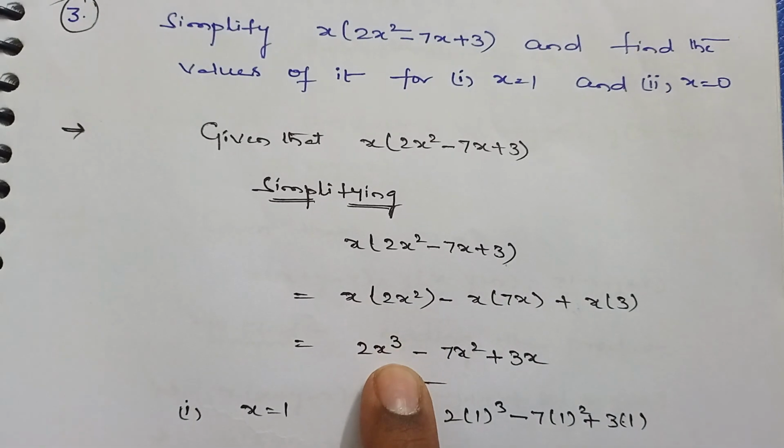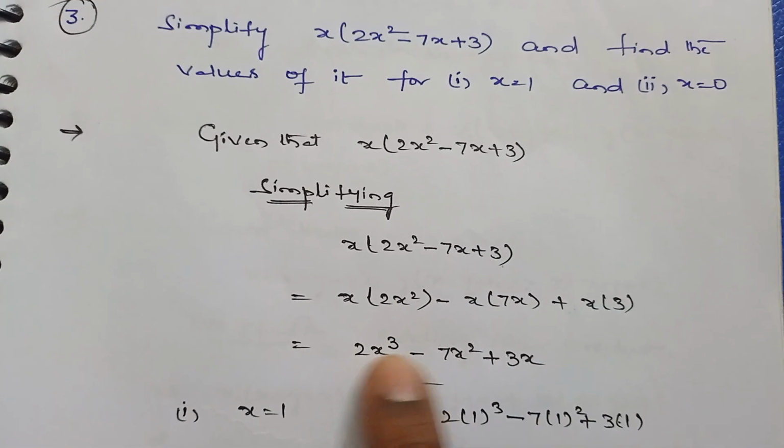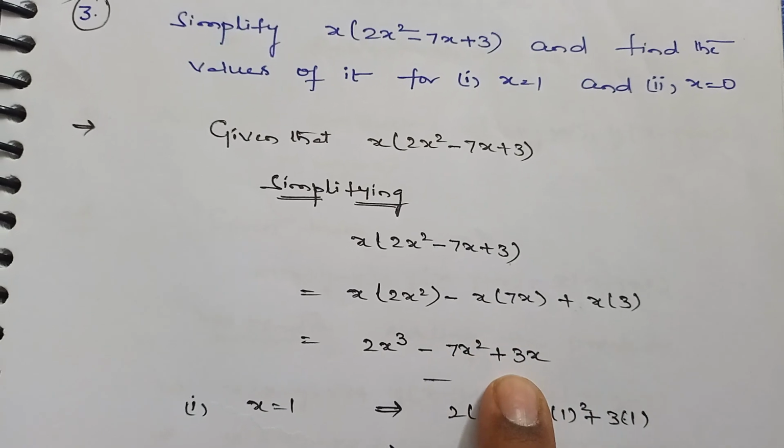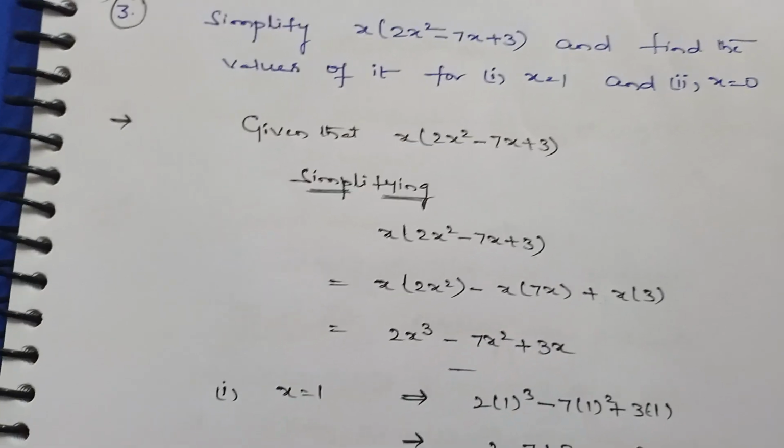So x repeated 3 times gives 2x cube, minus x repeated 2 times gives 7x square, plus 3x. Okay, this is the expression we got.